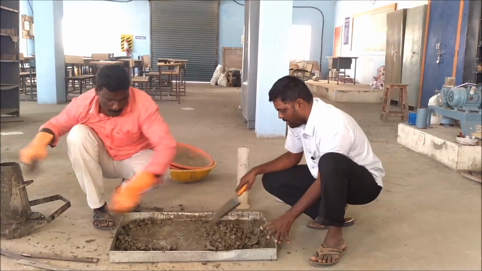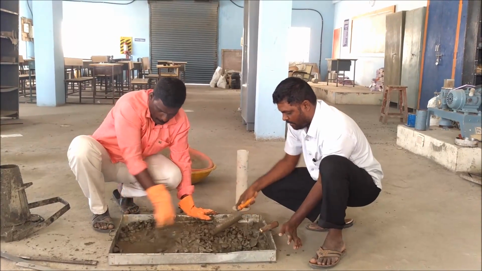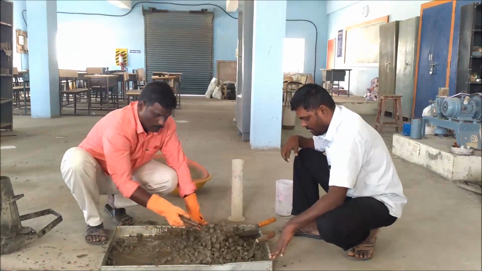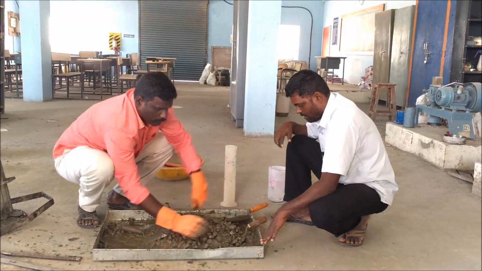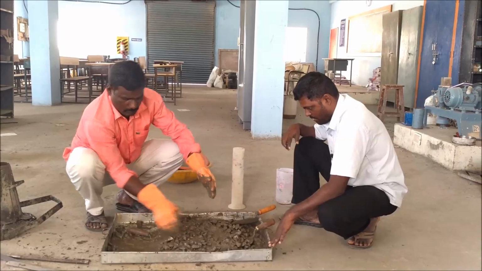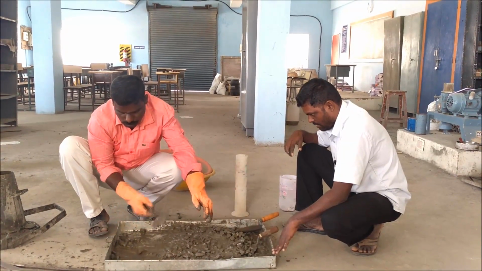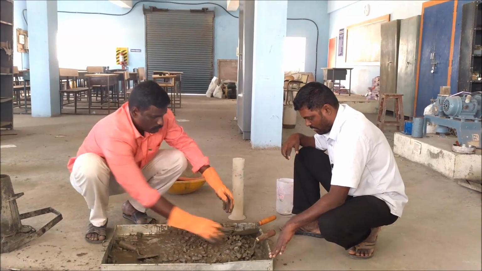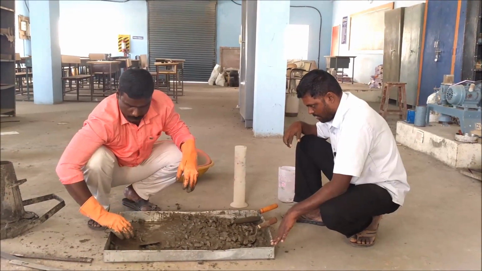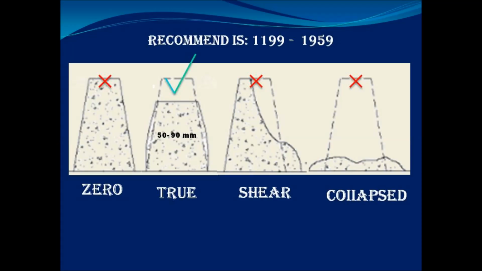And now we can see the concrete mix, which is segregated due to the larger amount of water present in it. The aggregate is segregated from the concrete, and this is the IS recommendation: the true slump is best for the Indian standard.